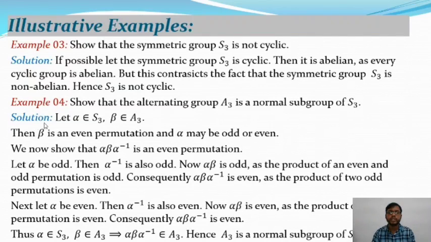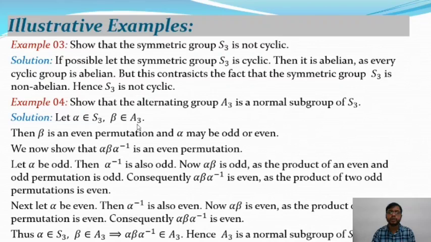Now move on to the fourth example. Show that the alternating group A3 is a normal subgroup of S3. So here is the solution of the above example. Let alpha be an element that belongs to S3, that means in the symmetric group, and beta be an element in A3.